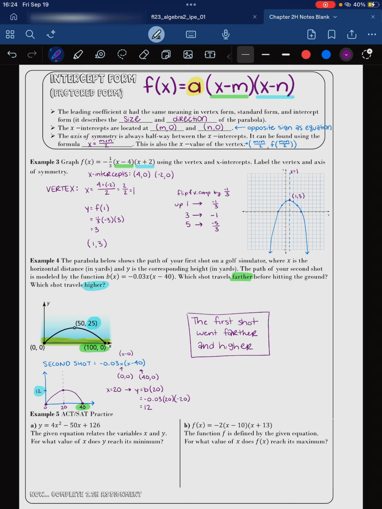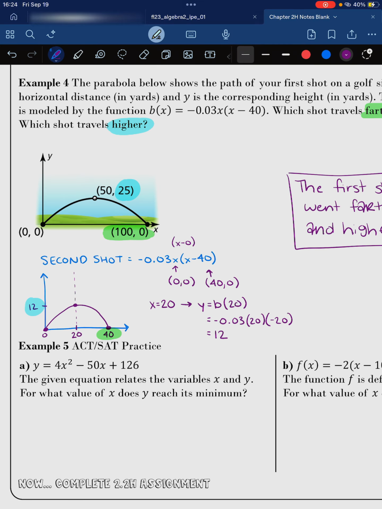Alrighty, example 5, SAT, ACT practice for free. You're welcome. Okay, we got an equation. The equation relates the variables x and y. For what value of x does y reach its minimum? Okay, a whole lot of letters there, but really we're looking for what value of x. And the keyword here is when y reaches its minimum, that minimum we have to remember is really talking about the vertex. So we just need what is the x value of the vertex.